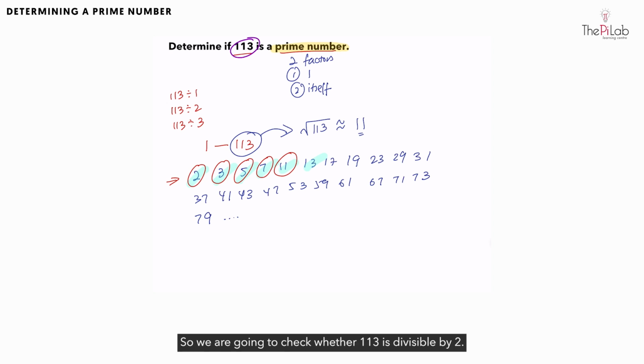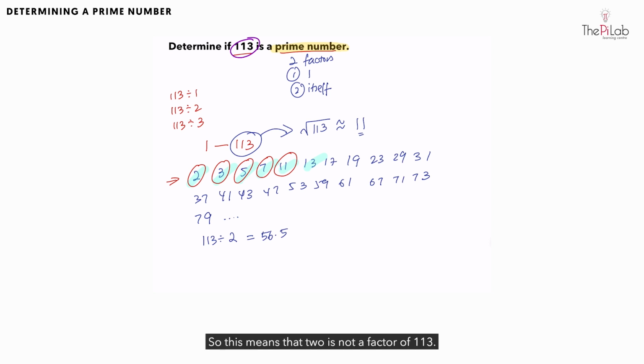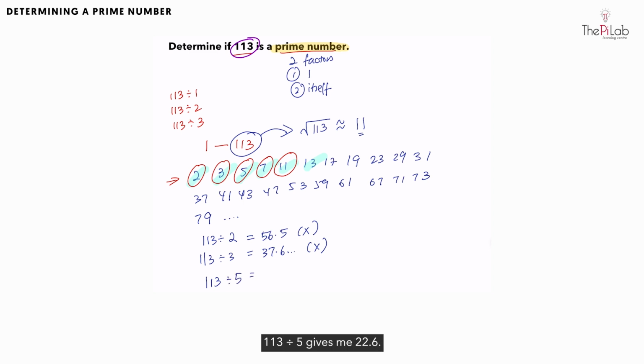So, we are going to check whether 113 is divisible by 2. And this gives us 56.5. Now, 56.5 is not a whole number, so this means that 2 is not a factor of 113. Now, what about 3? 113 divided by 3 gives us 37.66666, which again is not a whole number, so 3 is not a factor of 113. Now, what about 5? 113 divided by 5 gives me 22.6. Again, not a whole number, so 5 is not a factor of 113.